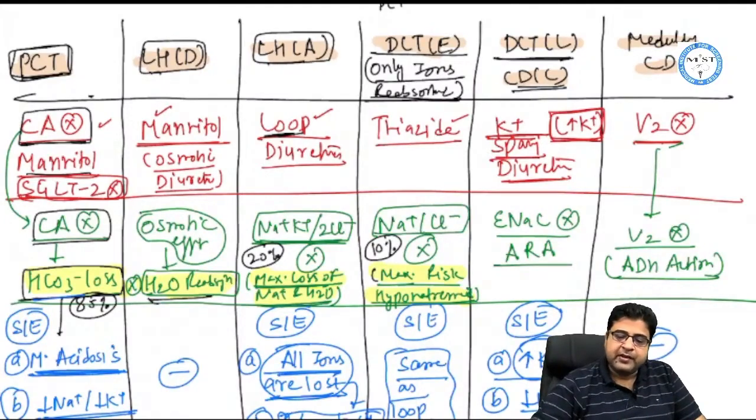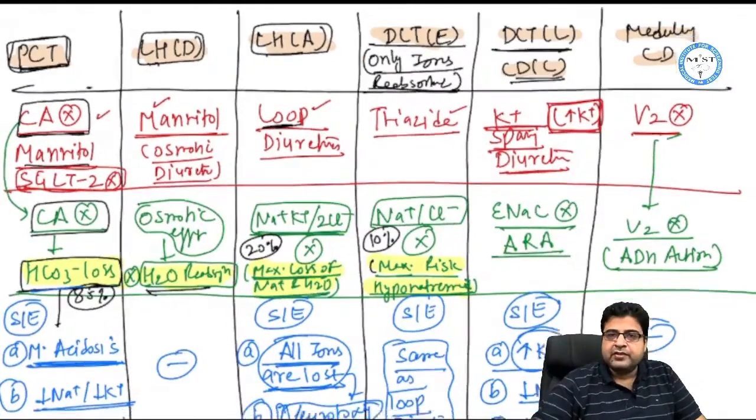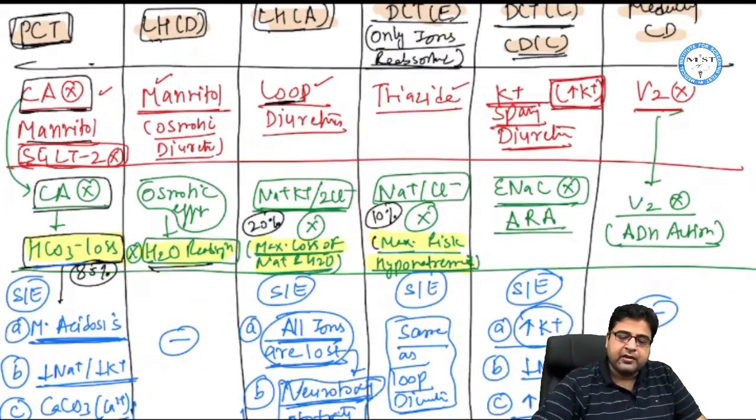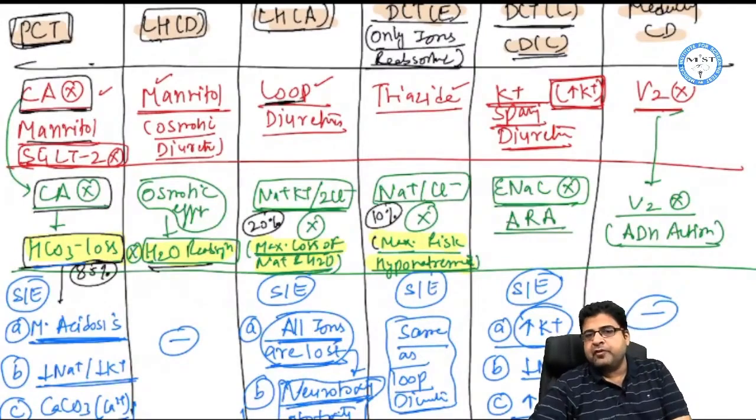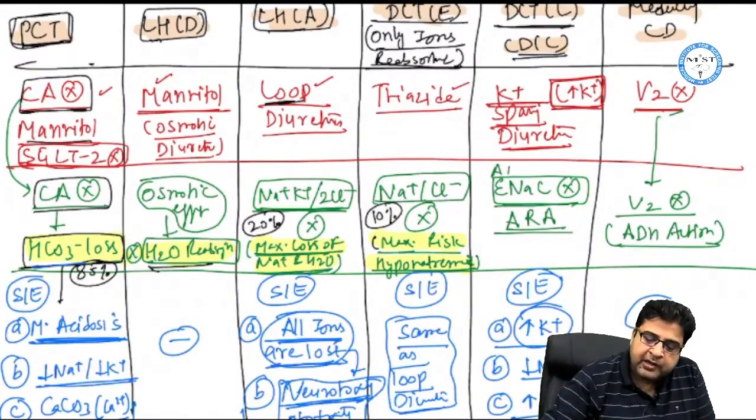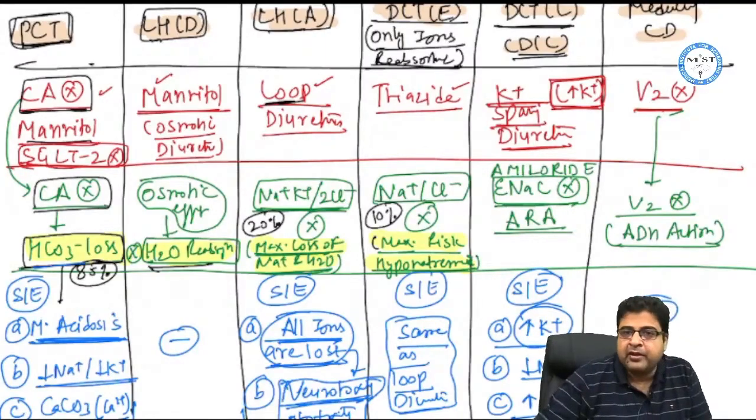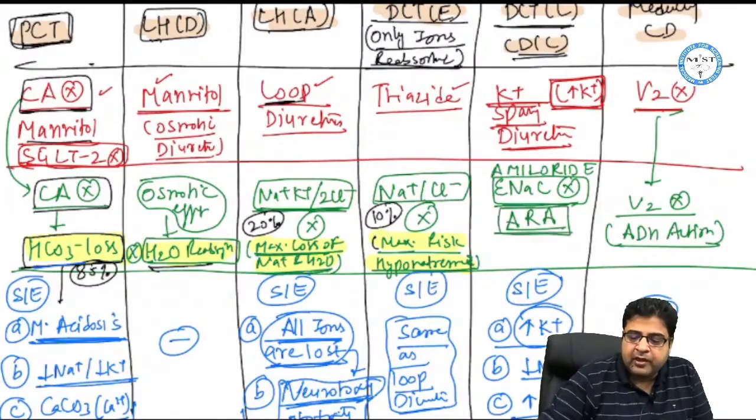Now there are two groups of medicines. First is the drug which is a blocker of ENaC. We have the presence of a channel over here, ENaC. So ENaC is blocked by amiloride. The drug which is a blocker of ENaC is amiloride. And we have a very important drug over here which is a blocker of the aldosterone receptor.